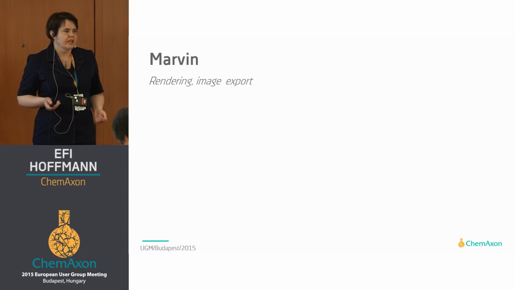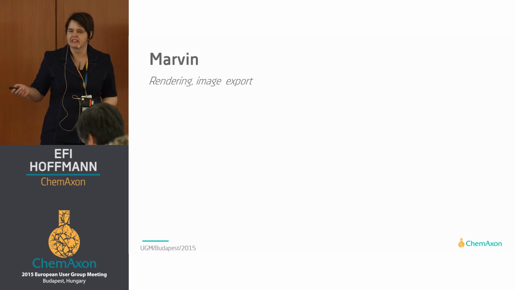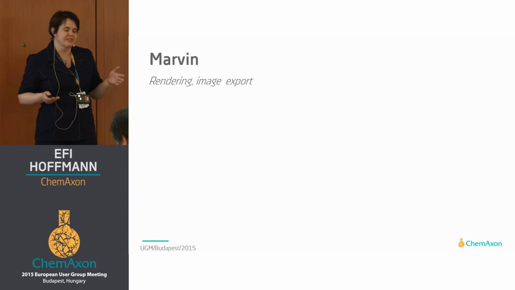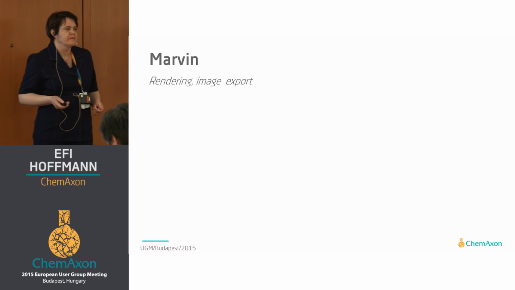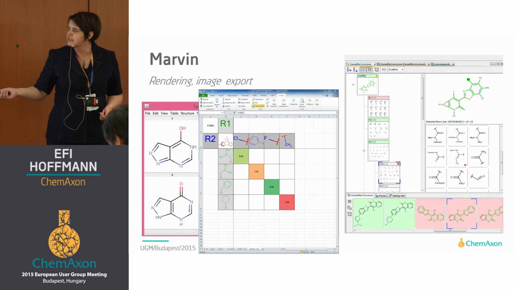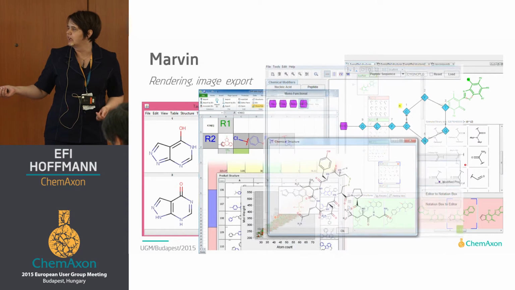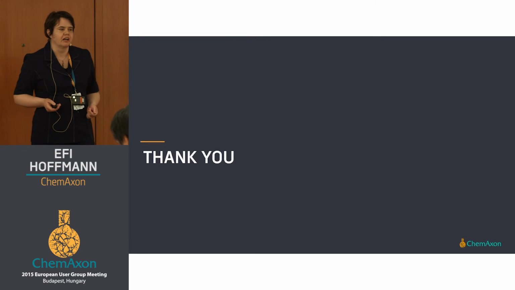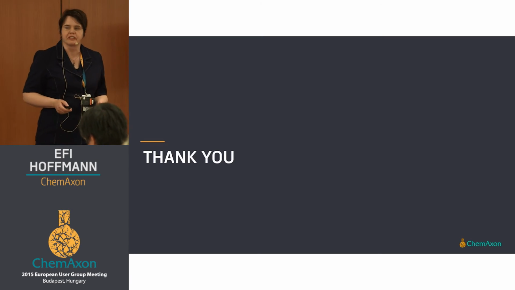So these were the major developments, but I would like to emphasize that it's not just in the drawing. As you know, Marvin is also used for rendering images and structures, even in a lot of ChemAxon products, and all of these parameters like the bond length and bond spacing are also applied in our renderer and can be used that way. So thank you for your attention.